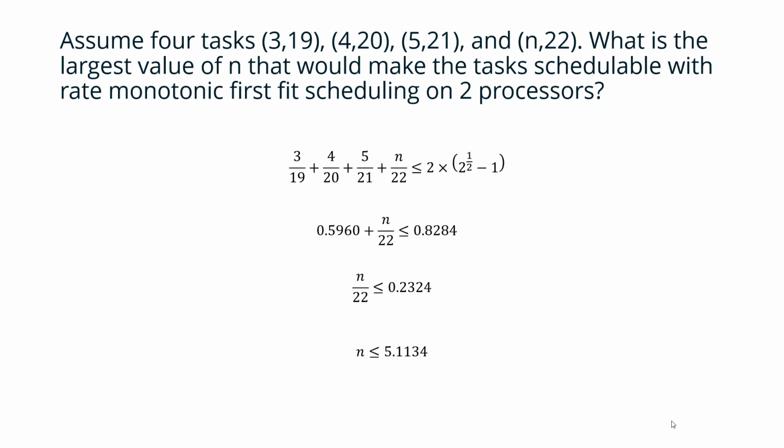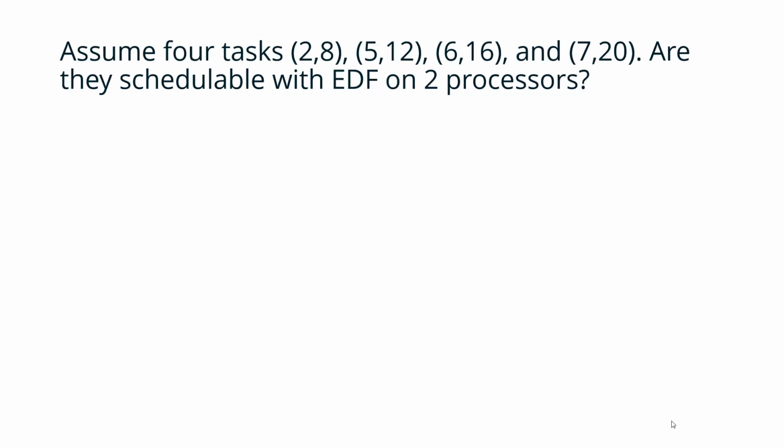And then in this case, I have to solve for n because I have an unknown. So n is 5, right? So if that last task is 5 out of 22, then it would schedule. If it's 6 out of 22, then it won't meet the bound, in which case we're not sure if it'll schedule. And by the way, when I say schedule, I mean guarantee that it won't miss a deadline.